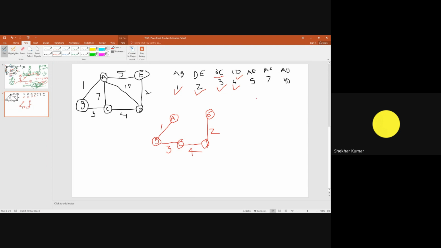After that, we will pick AE because it has the next minimum, that is 5. And we will check whether it is creating a cycle or not. AE. Yes, if I am adding AE, after selecting it, you can see that there is a cycle now. There is a complete cycle.